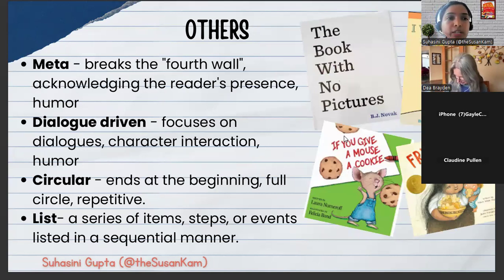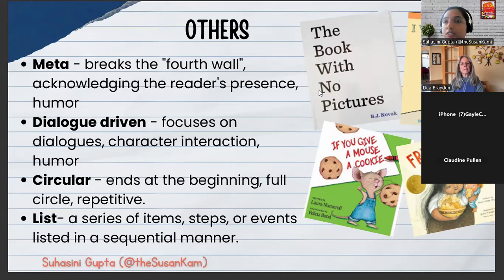Others, well, I'm pretty sure there are many more structures out there, but here are a few more I tried to cover. The Book with No Pictures, written by BJ Novak. My son is obsessed with this book. It breaks the fourth wall, acknowledging the reader's presence, and it really improves the humor and their engagement.